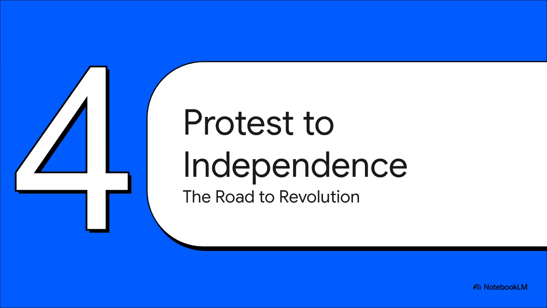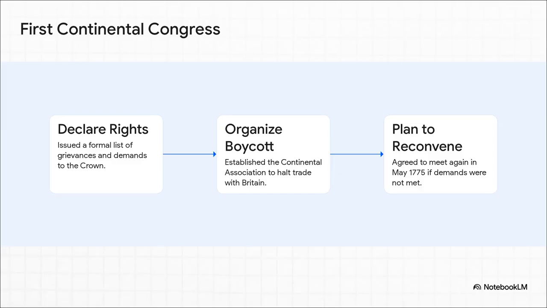So as Britain keeps tightening its grip, the colonial protests start to morph. They grow from these scattered riots into organized, unified political action. The colonies were starting to see themselves not as 13 separate little entities, but as one collective body with a shared problem. So, in 1774, delegates from 12 of the colonies meet up in Philadelphia, and their goal wasn't independence. Not yet.